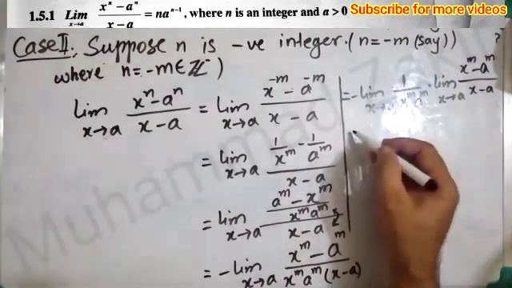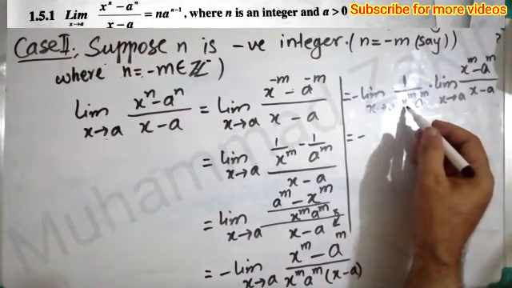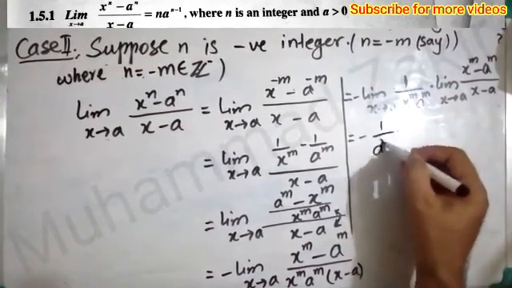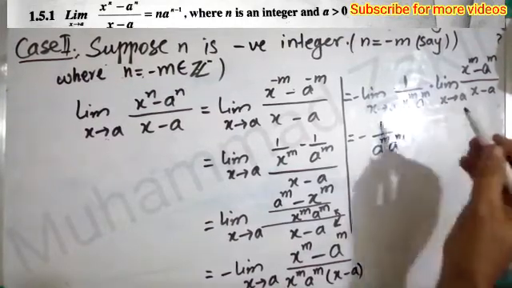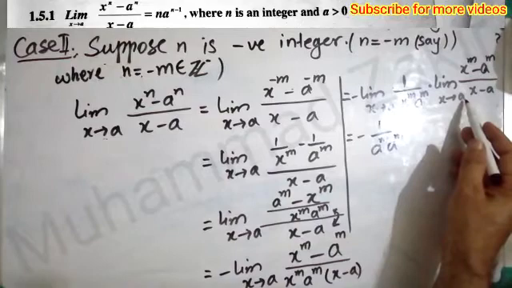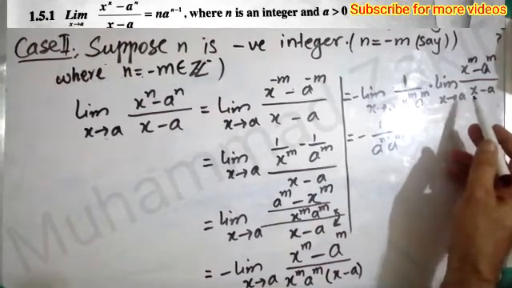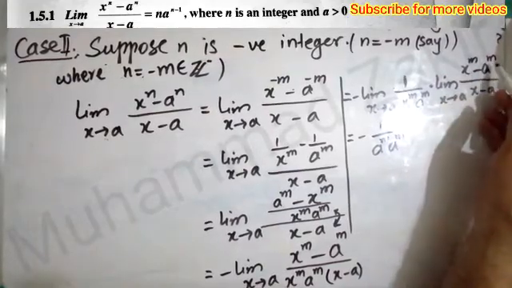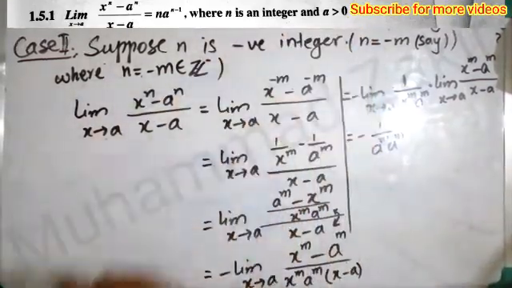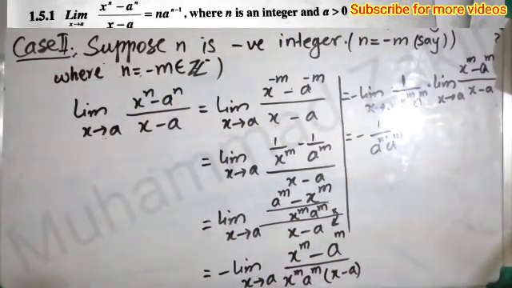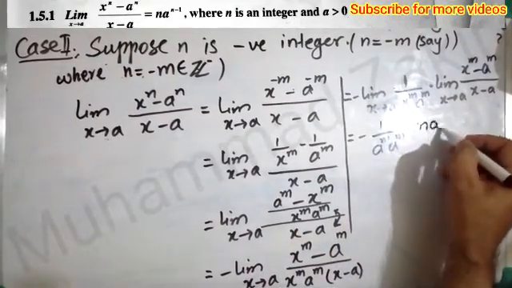Now we evaluate this limit. As x approaches a, we have to replace x by a, with power m, a power m. Here it was x, now it is a. Now the answer of this limit, we found in case 1: the limit of xⁿ minus aⁿ by x minus a had the answer n aⁿ⁻¹, which we proved in case 1. So the same form holds with power m, so the answer will be m aᵐ⁻¹.